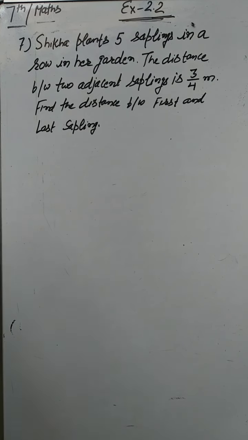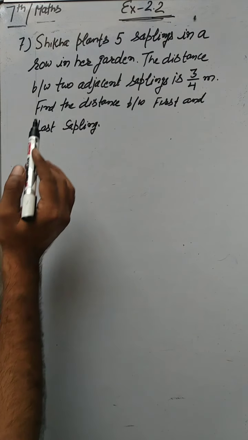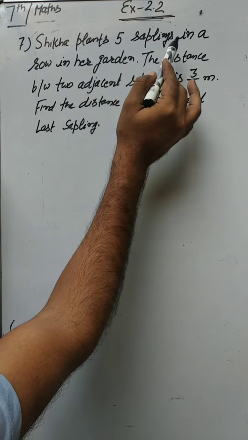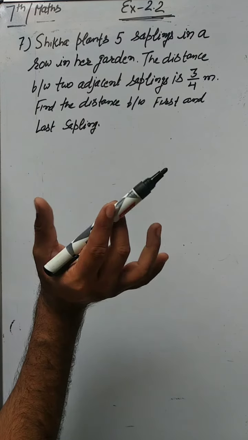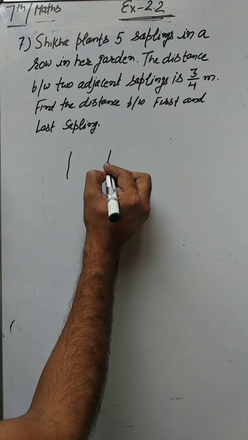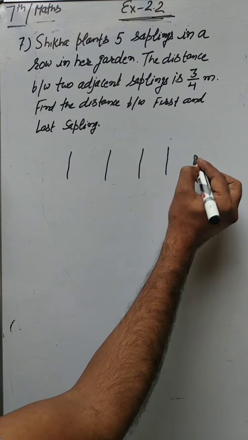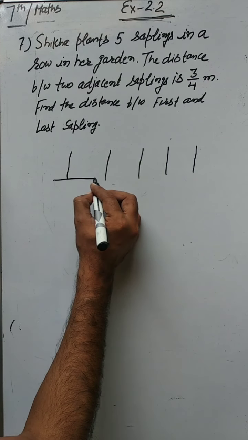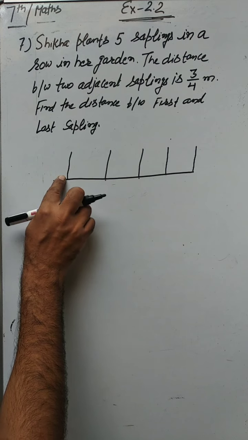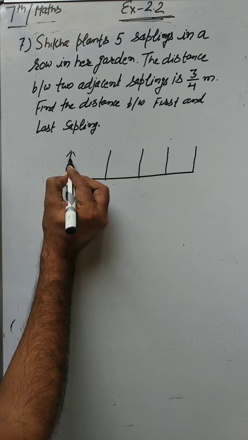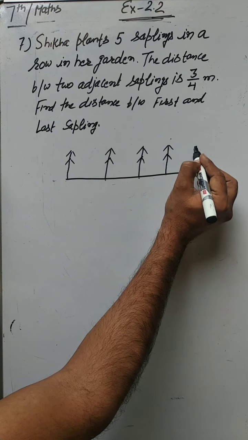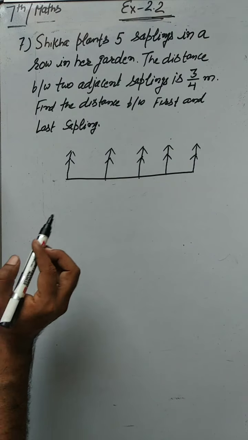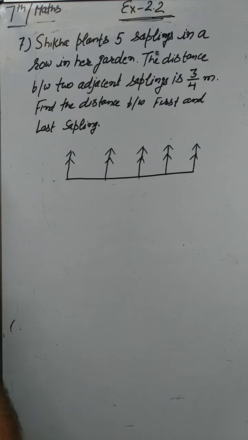Yes beta, your next question is question 7. Word problem. Shikha plants 5 saplings in a row in her garden. Saplings means beta, small plants. She is planting 5 plants in a row. Like she is planting in that way: first plant, similarly beta second one, third, fourth and fifth plant. 5 plants she is planting in a row.